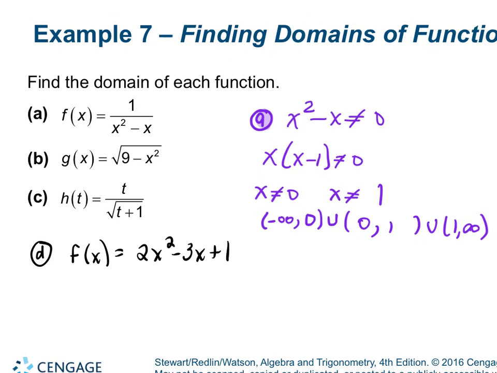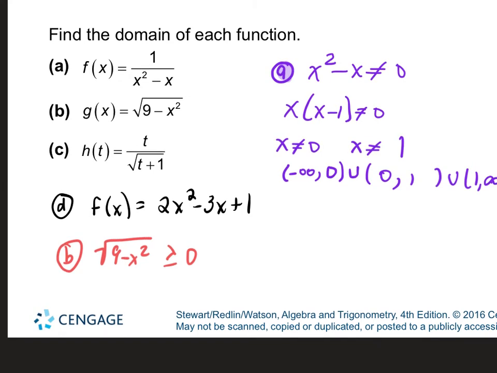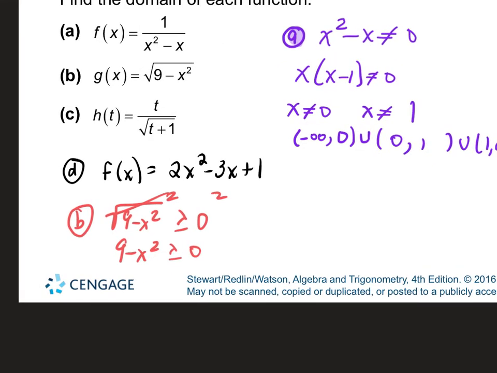Look at B. What does B say? Where is my problem? It's in the numerator. Good. So I have to take my 9 minus x squared and set it what? Perfect, okay. Greater than or equal to. And the reason it's greater than or equal to is because it's in the numerator. So square both sides. 9 minus x squared greater than or equal to 0, right? Okay, subtract 9 from both sides. So I have negative x squared greater than or equal to negative 9. Now what?